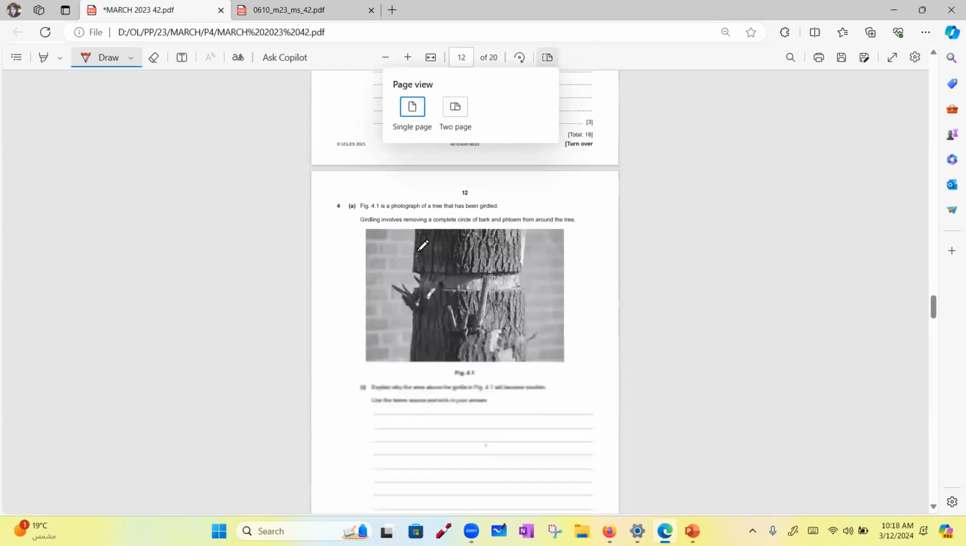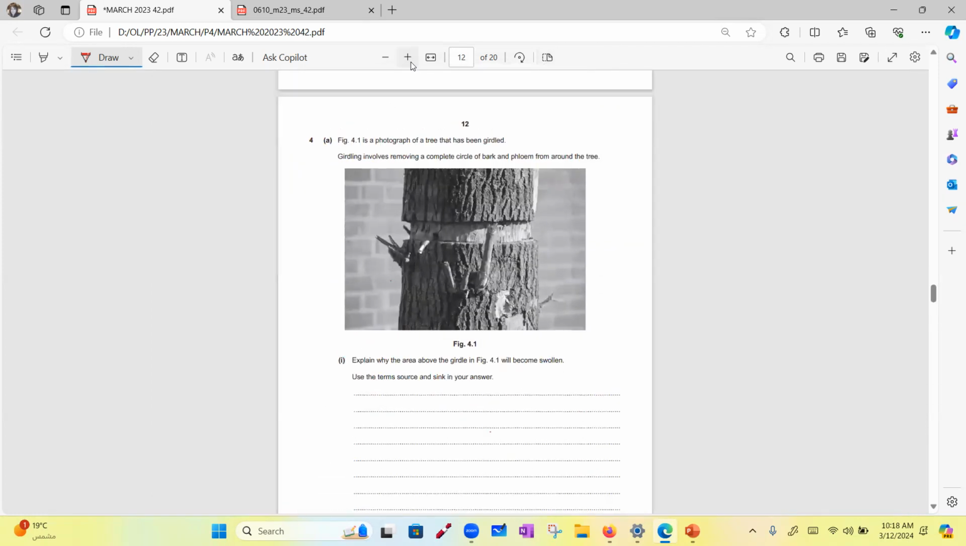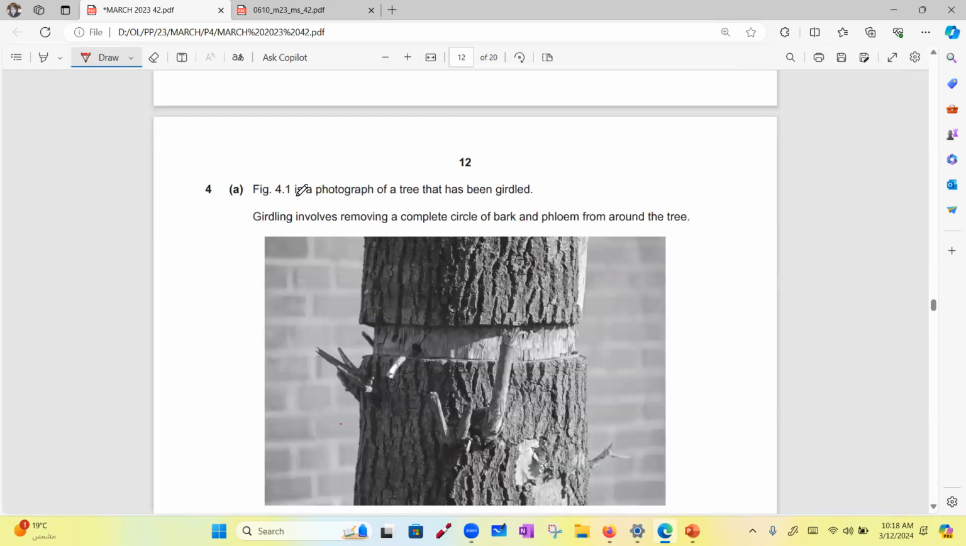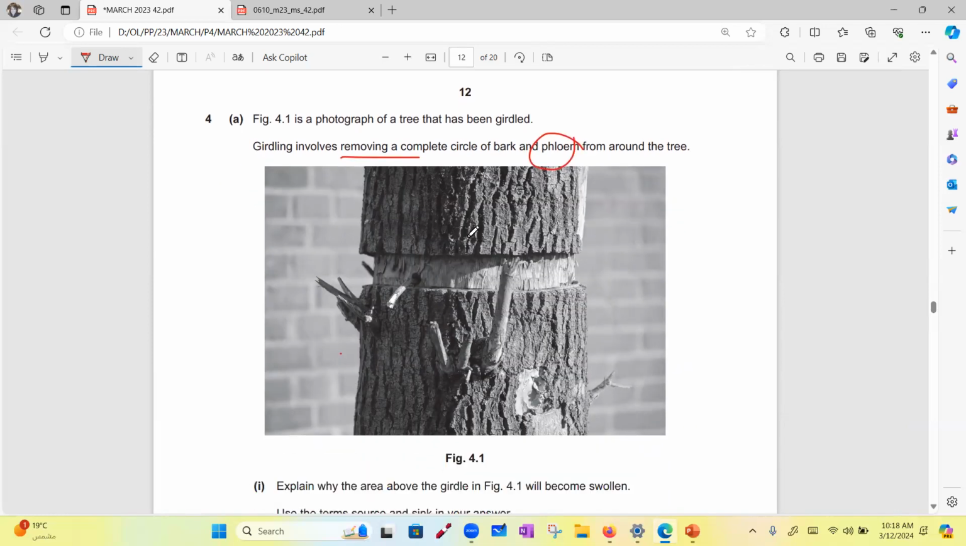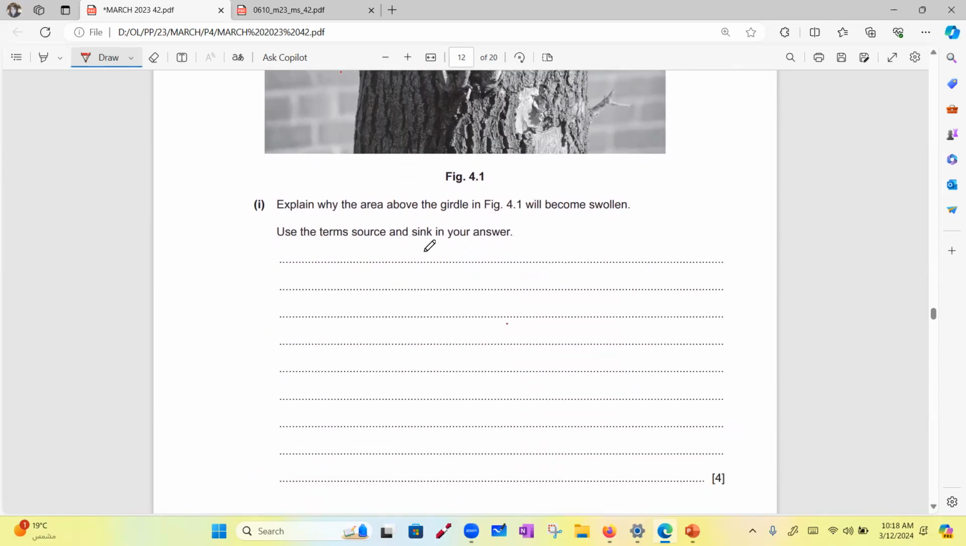Now look at this question. Figure 4.1 is a photograph of a tree that has been girdled. Girdling involves removing a complete circle of bark and phloem from around the tree. So here they removed the external layer, which is what, the xylem or the phloem? Phloem. They told you in the question they removed the phloem. Now this question is out of 4 marks.